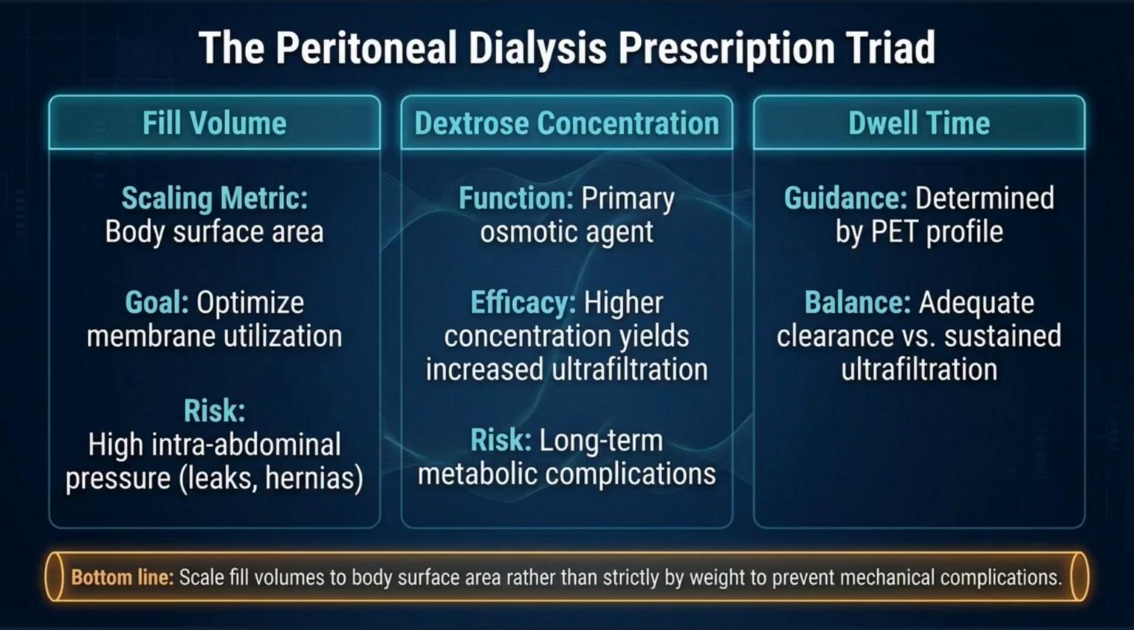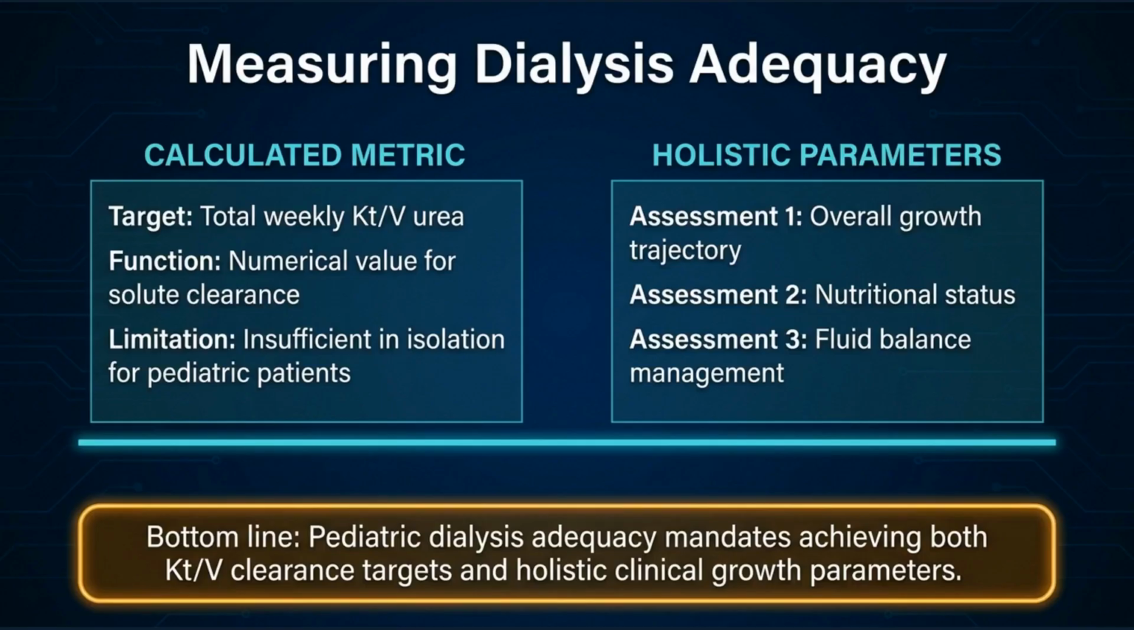This optimizes membrane utilization without generating excessive intra-abdominal pressure. Next, consider the dextrose concentration. Dextrose acts as the primary osmotic agent in the dialysate. Higher dextrose concentrations increase ultrafiltration, which removes more water, but they risk metabolic complications over time. Dwell times are then customized based on the patient's membrane transport type determined by the PET, balancing adequate clearance with sustained ultrafiltration.